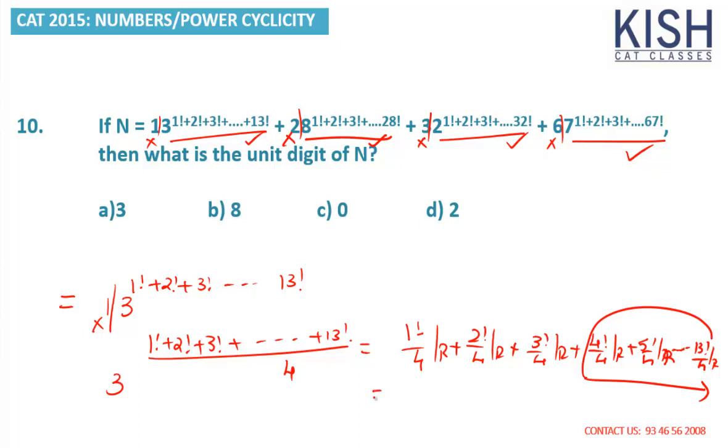So it means we are down to 1 factorial plus 2 factorial plus 3 factorial by 4. That is nothing but 9 by 4. So its remainder is 1. It means that it is the first term of the cycle.